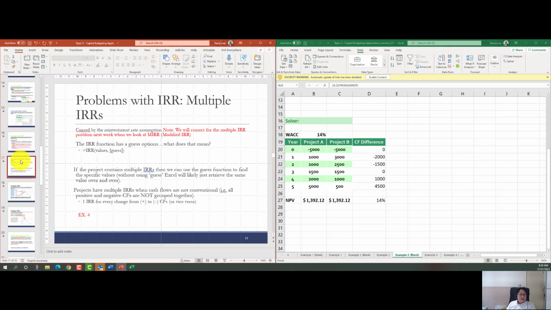Projects often have multiple IRRs when the cash flows are not conventional. That means you have positive and negative cash flows which aren't grouped together. They're kind of different at every stage. So that's what we're going to look at, for example 4.